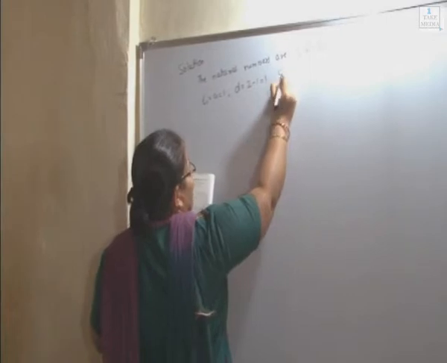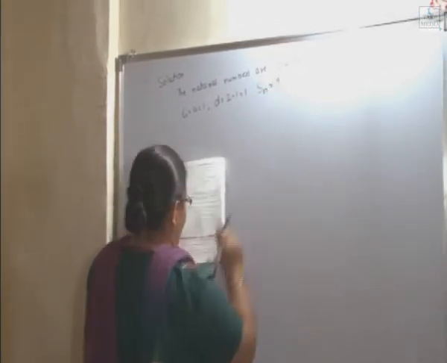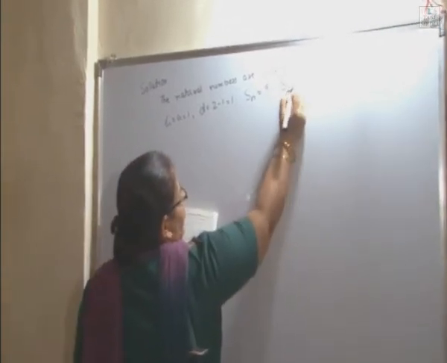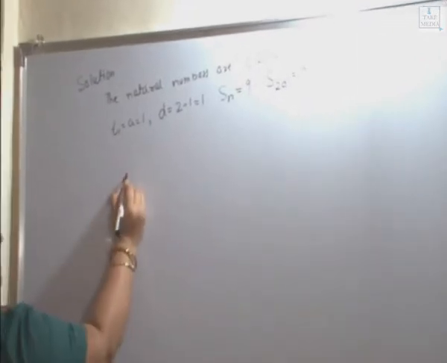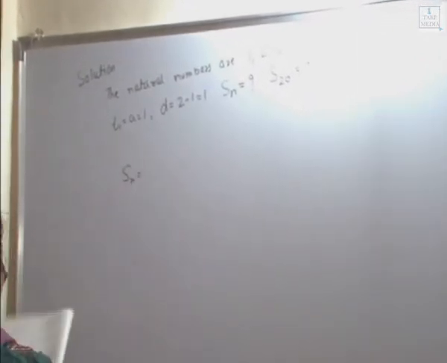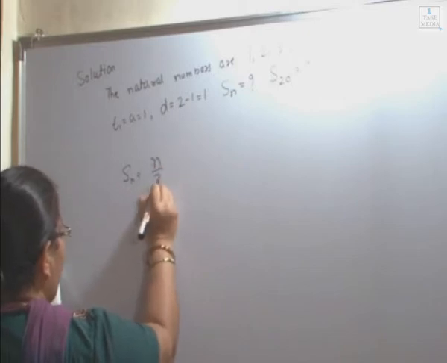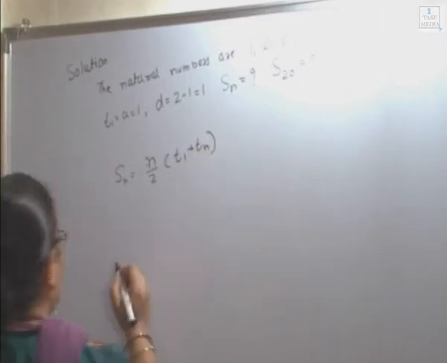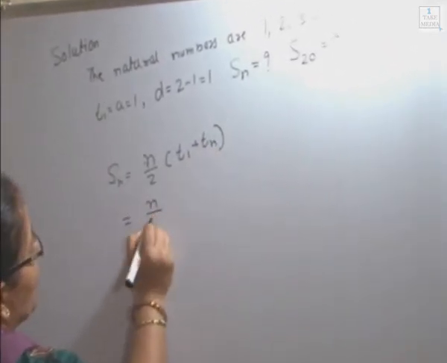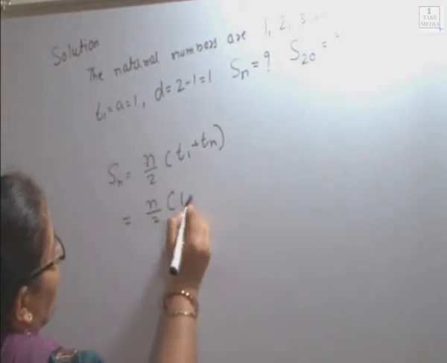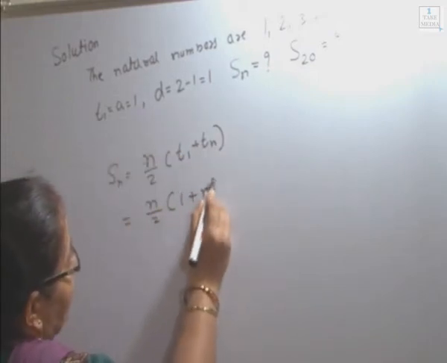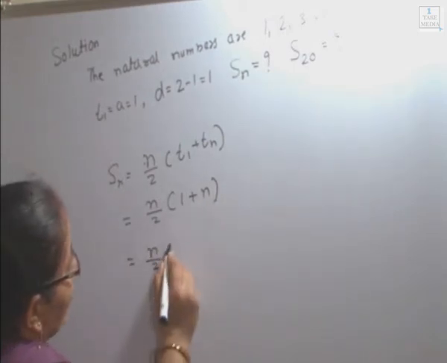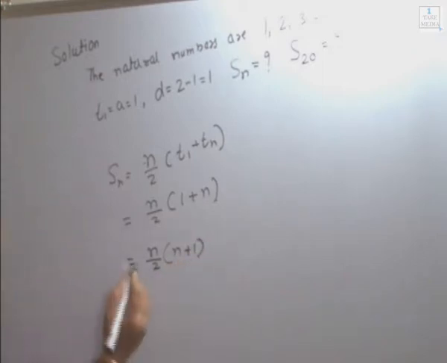That means we have to find Sn equal to how much, and hence find the sum of first 20 natural numbers, meaning we have to find S20. So first we find Sn. The formula for Sn is n upon 2 times T1 plus Tn. So n upon 2, the T1 value is 1, and Tn we take just n. So n upon 2, and instead we write n plus 1. Okay, this is the Sn formula.